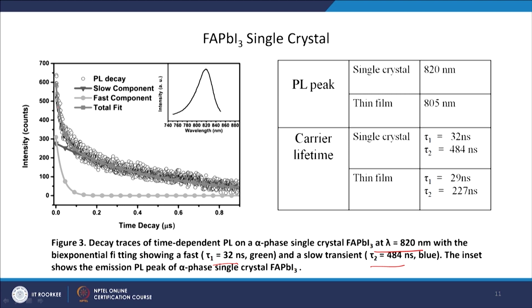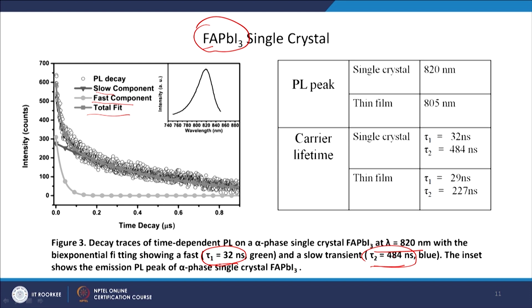So, here, just like we have been discussing different anionic sites so far, now we have changed the cationic site. Instead of MA we have used FA here, and this is the fluorescence or photoluminescence curve of FAPbI3. Now, when we monitor the fluorescence decay, we can see that it has two parts, one is the fast component and the other is the slow component, and the total fit is a bi-exponential fit. The fast component tau 1 is 32 nanosecond and the slow component tau 2 is 484 nanosecond.